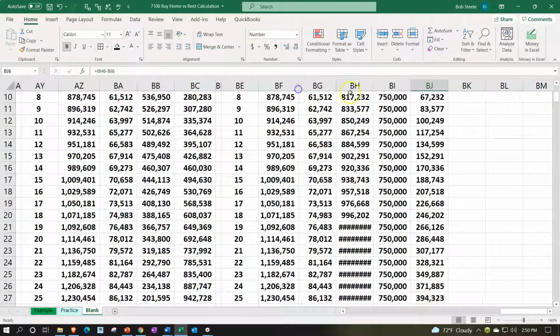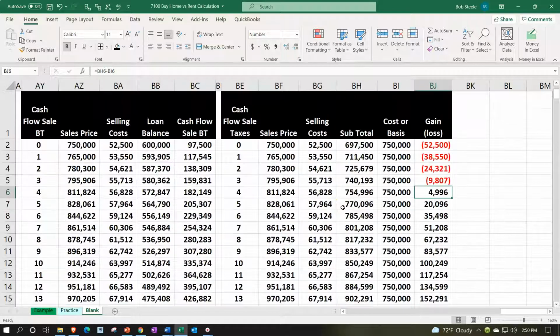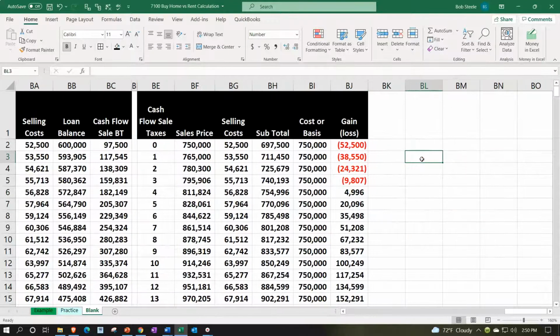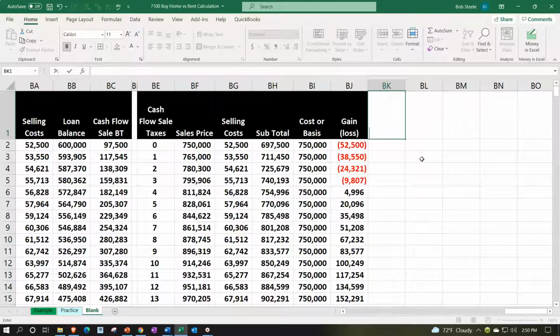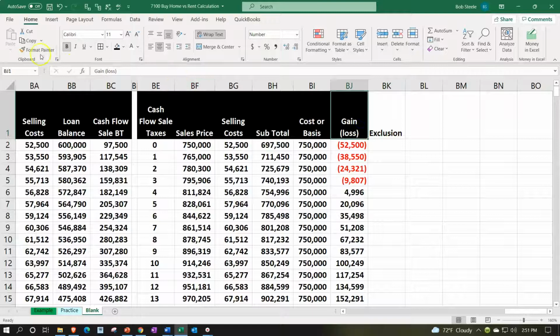Let's make these a little bit larger. This one a little bit larger. Okay, so there's our gain or loss. Now, usually if it's our home, we get some huge exclusion, which is 250 to 500,000. So now let's say we have an exclusion. I'm going to use some fancy formatting just to practice, which you don't need to do, but it can be useful if you're doing different scenarios.